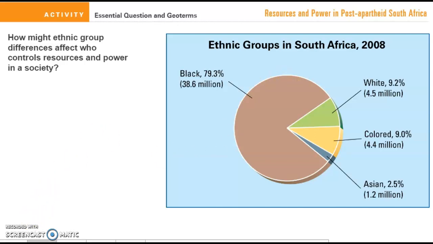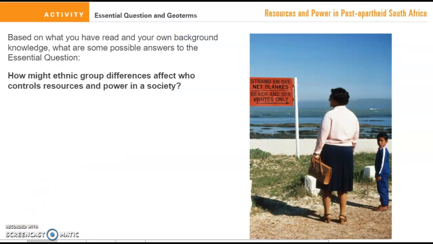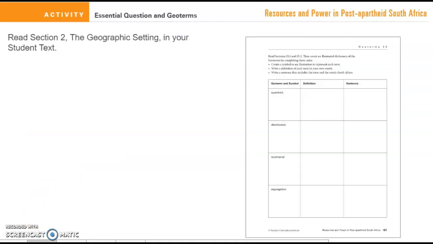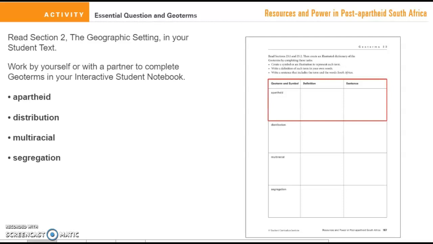So what I'd like you to do now is I'm going to click through some of the slides here because I just talked about them. You're going to read section 2 in your book, which is the geographic setting, and you're going to complete your geo terms. Your geo terms that you will have for this week are apartheid, distribution, multiracial, and segregation. You'll need the word, definition, and a picture to go with it. This will be in Teams under vocab for your lesson 2.